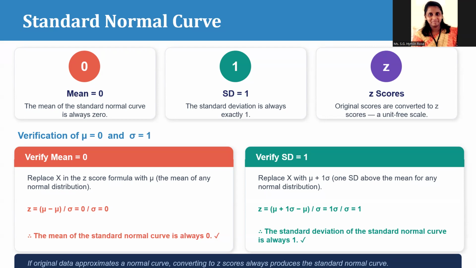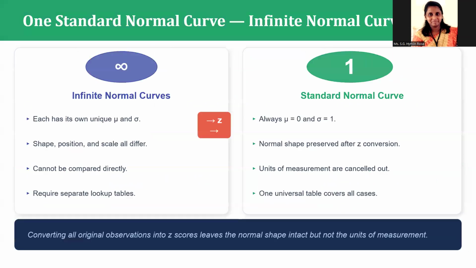So when should the mean be 0? The mean of the standard normal distribution is 0 when x is equal to mu in the z-score formula. So z-score is x minus mu divided by sigma. So whenever x deviates by one sigma, you will get the value of z as 1. The standard deviation of the standard normal curve is always 1. So the standard normal curve allows us to use a single published Z table to find areas for any normal distribution.